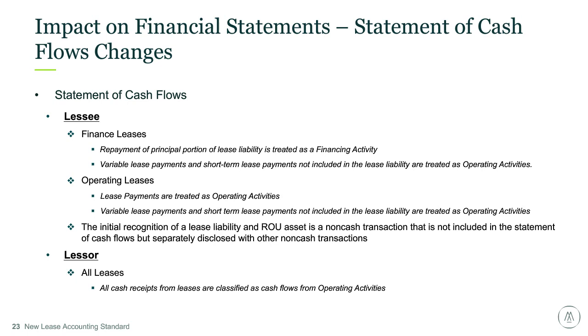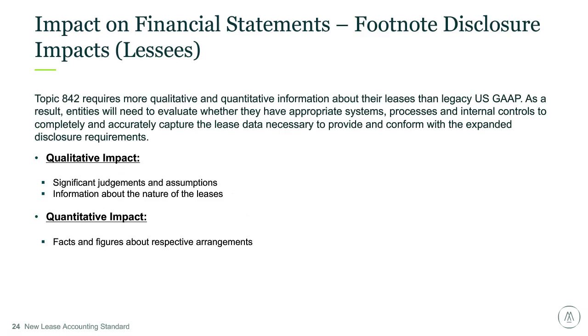Moving on to financial statement disclosures, footnotes. Topic 842 requires more qualitative and quantitative information about leases than legacy GAAP. This is definitely going to be an area where companies are going to need to evaluate their systems and current data collection processes in order to determine whether they're conforming with the disclosure requirements. Examples of new qualitative disclosures from a lessee perspective, basically the two key areas, are going to be requiring more significant judgments and assumptions and more information about the nature of the leases.